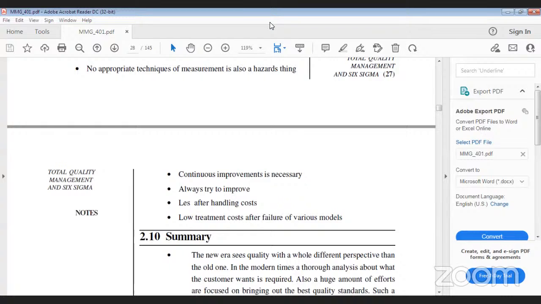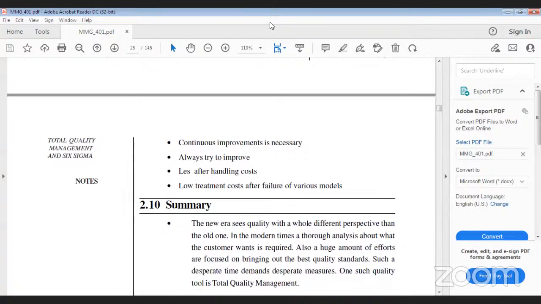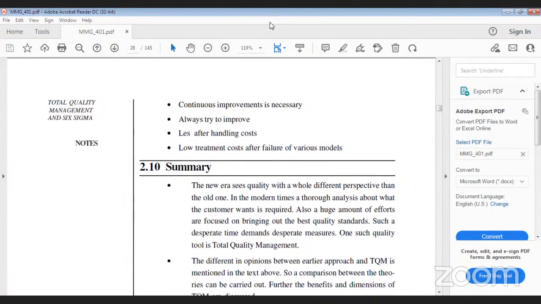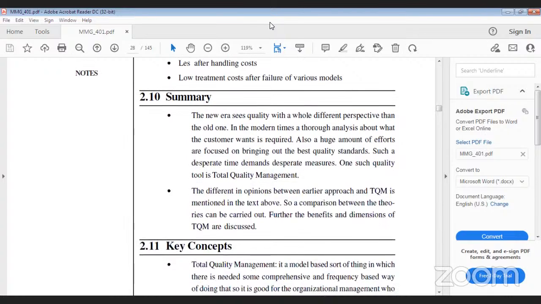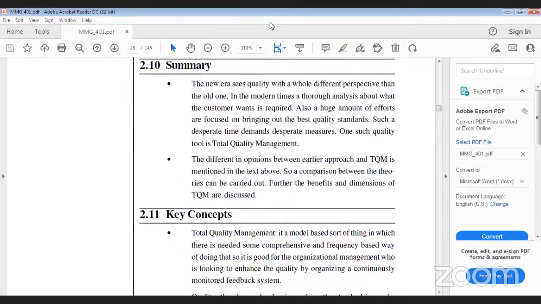Then here also a summary is given. Then there are also key terms. You must write down those key terms for your examination here. The first key term given is total quality management. It is a model-based approach in which there is a need for a comprehensive and frequently applied way of doing things, so that it is good for the organization management also.